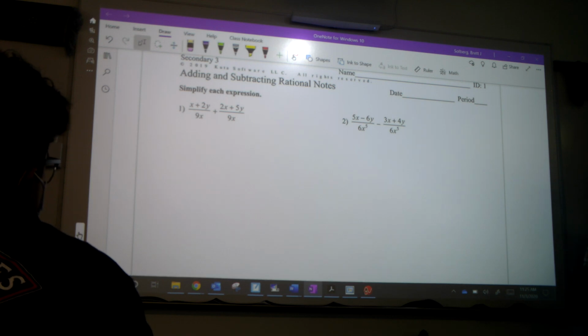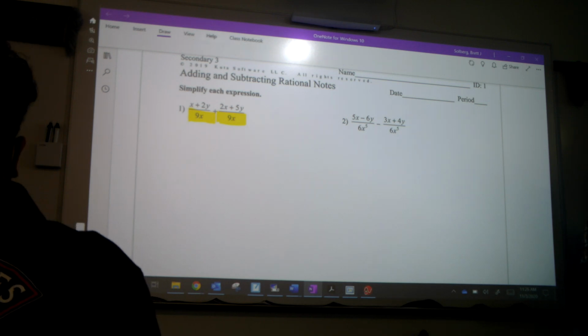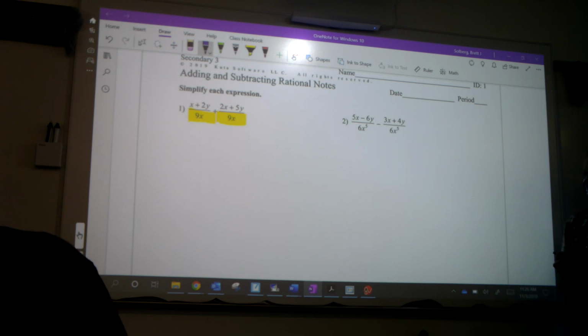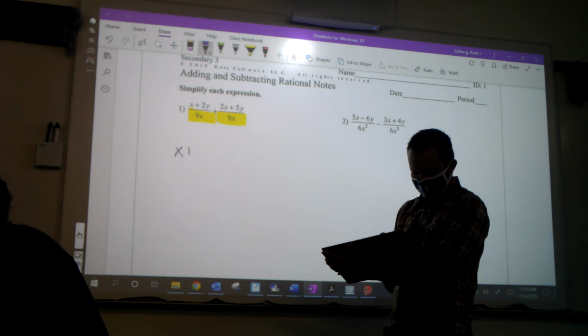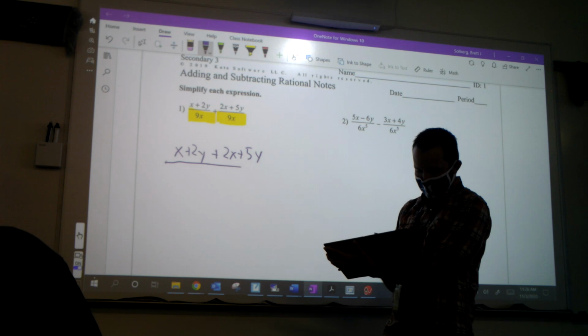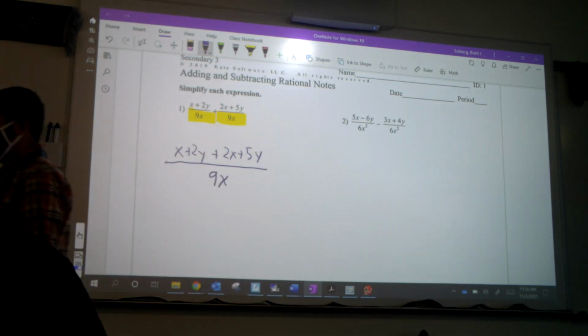So, in your notes, let's look at number 1. Do we have a common denominator? They're both 9x. So, what I'm going to do is add those together. I'm going to take the numerators, x plus 2y, and add it with the other numerator, 2x plus 5y. But that's all in one new fraction with 9x in the denominator.